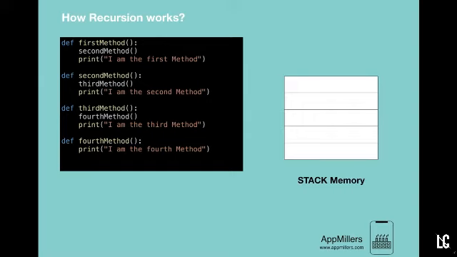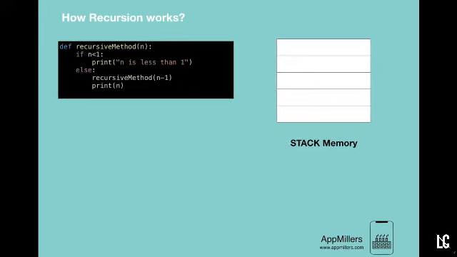Okay, let's see how a recursive method is stored in stack memory. As an example, we will look at this method over here. This is a recursive function that calls itself. First, it checks if the entered parameter n is less than 1, it prints out that n is less than 1, else it calls itself with parameter n minus 1.